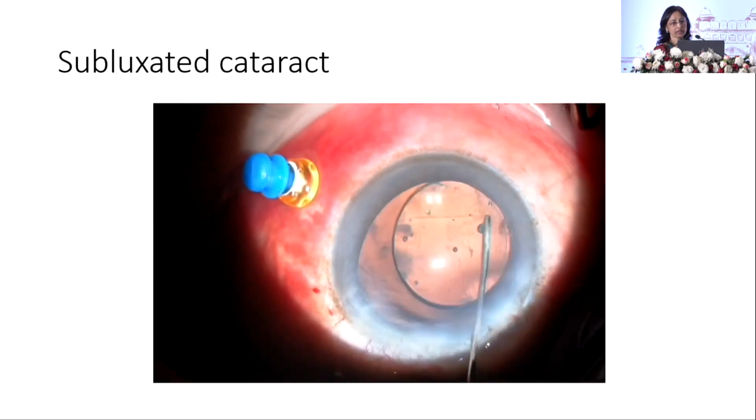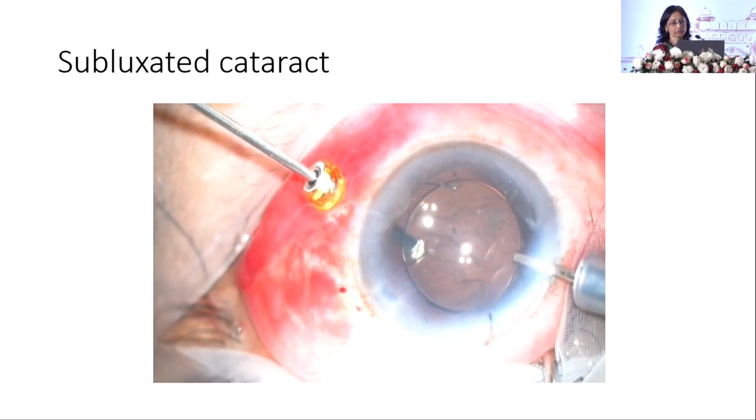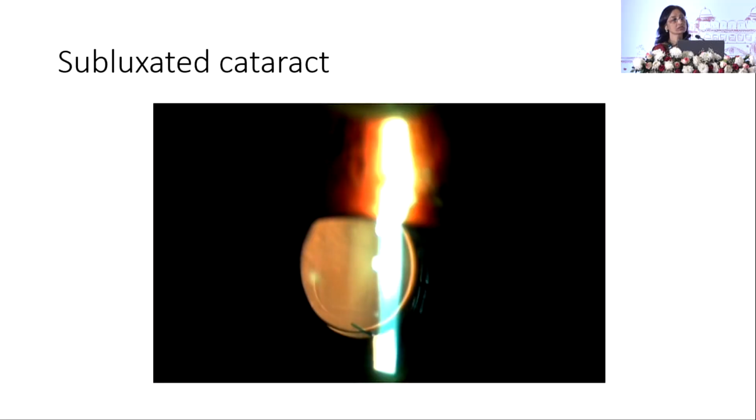Then we again remove the plug and do a little bit more vitrectomy. Excessive vitrectomy is also not to be done. That can make the capsular bag shaky. So this is the post-op picture. Well-centered IOL, clear cornea. The patient is doing very well.